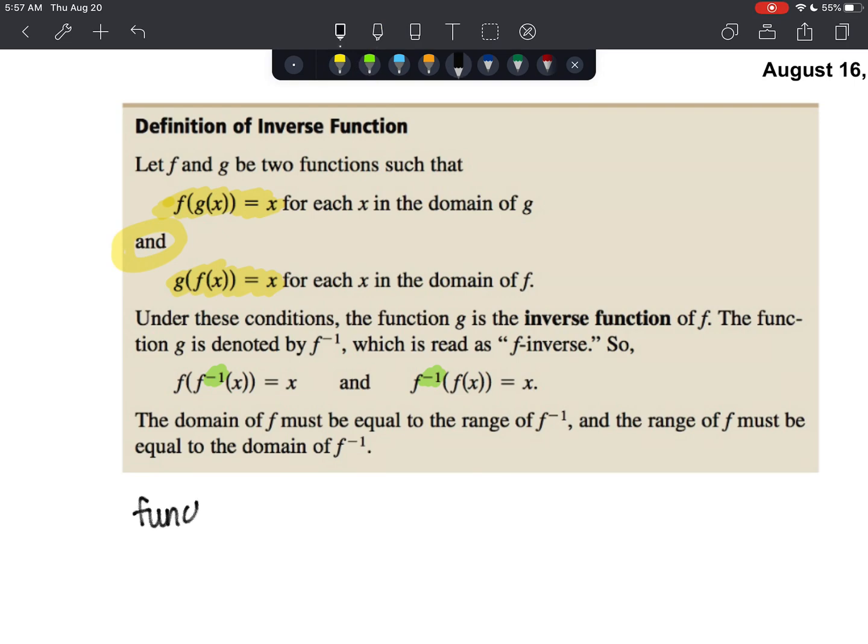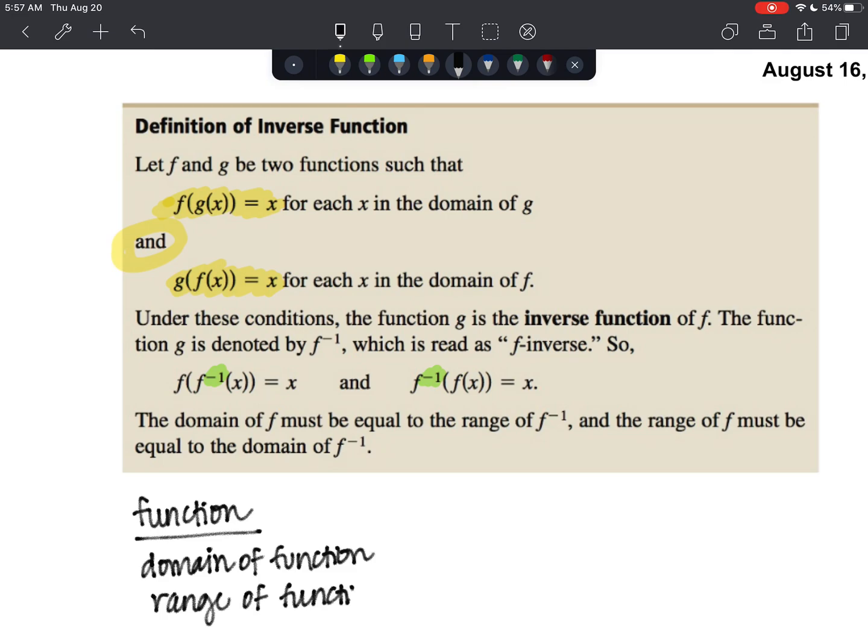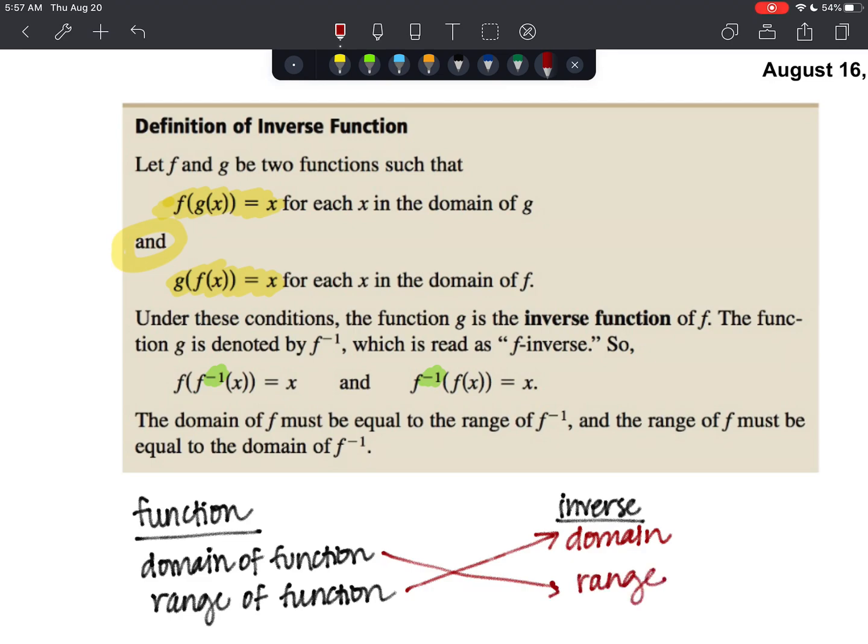So you have a function. I'm going to rewrite that here. You have a function. You've got the domain of the function, and you have the range of the function. And the inverse, the range becomes the domain. The range of the function becomes the domain of the inverse, and the domain of the function becomes the range of the inverse.